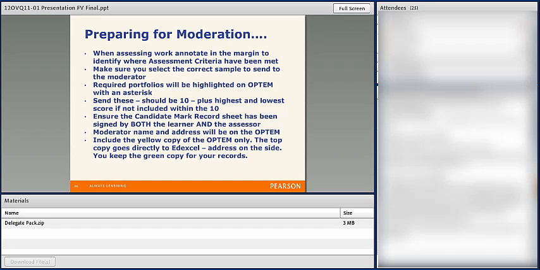The top copy is actually an orange and white striped copy, and that copy you need to send directly to Edexcel. The address is on the left-hand side in the margin. That must go to Edexcel because that is what will inform Edexcel of the marks that you have awarded. So the orange and white striped top copy goes to Edexcel. The yellow copy should be included within the parcel with your portfolios, and the green copy you keep for your records.